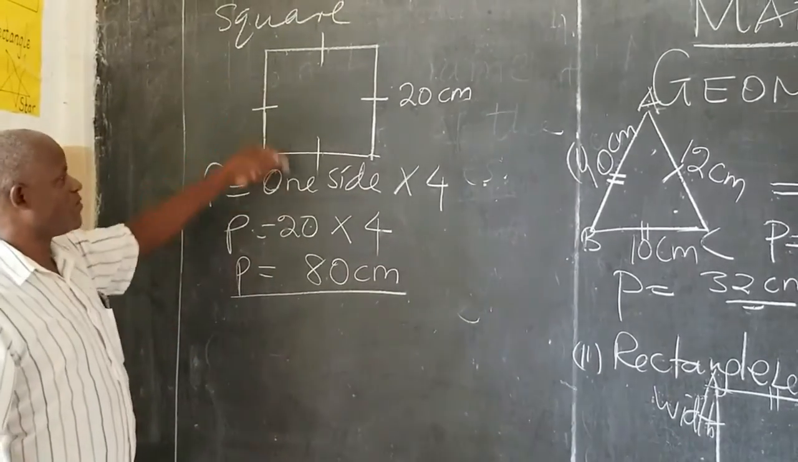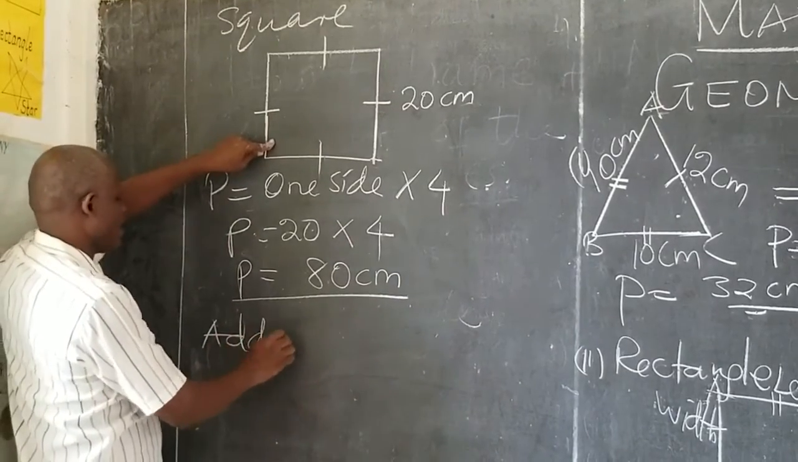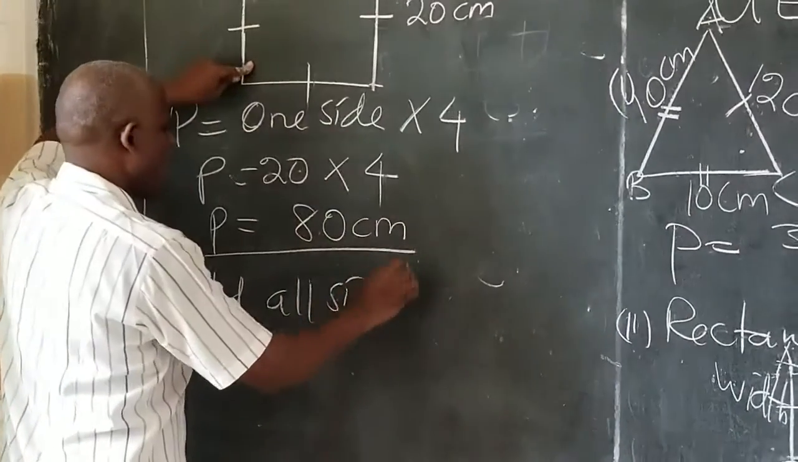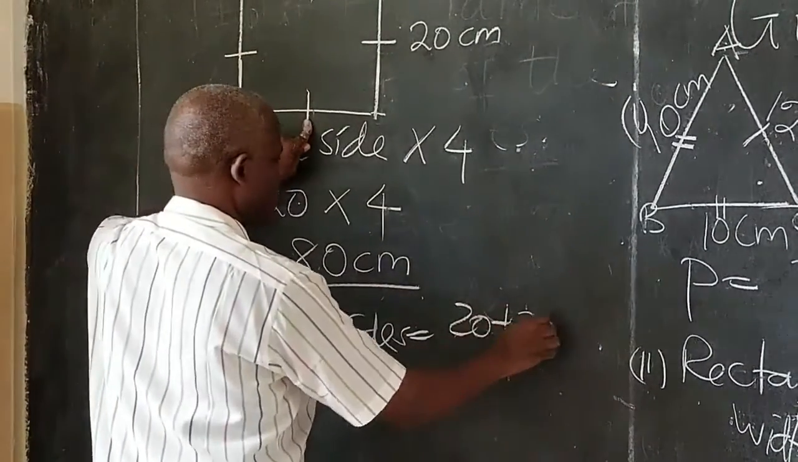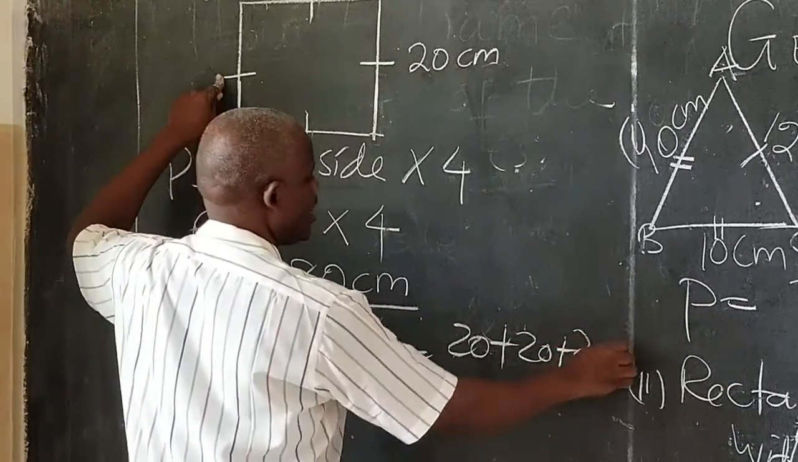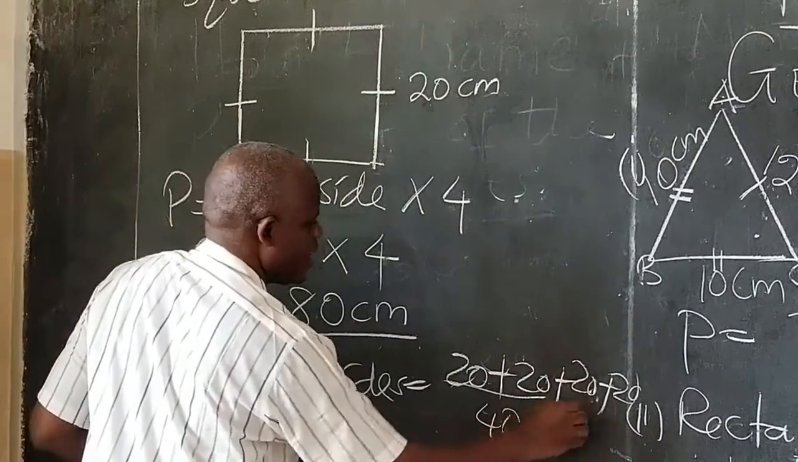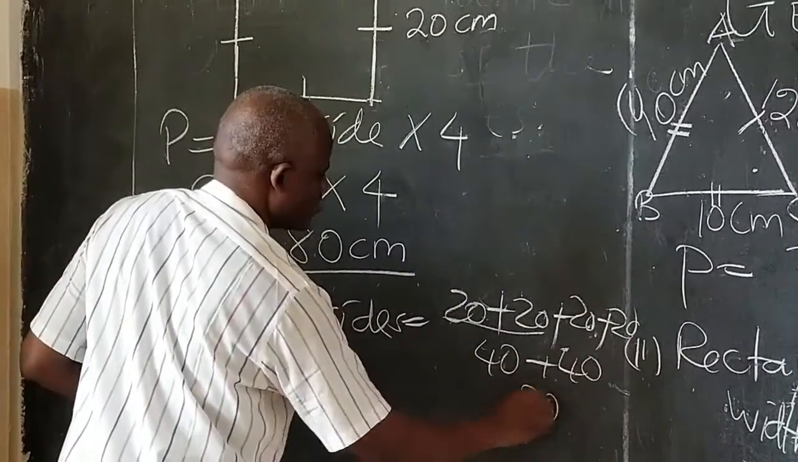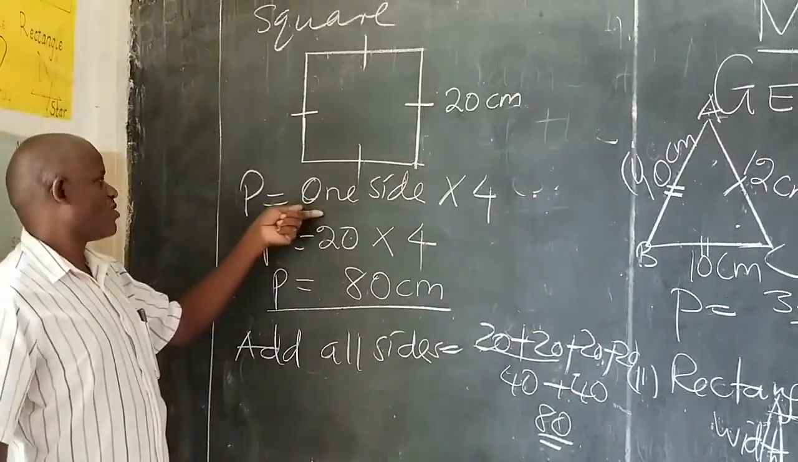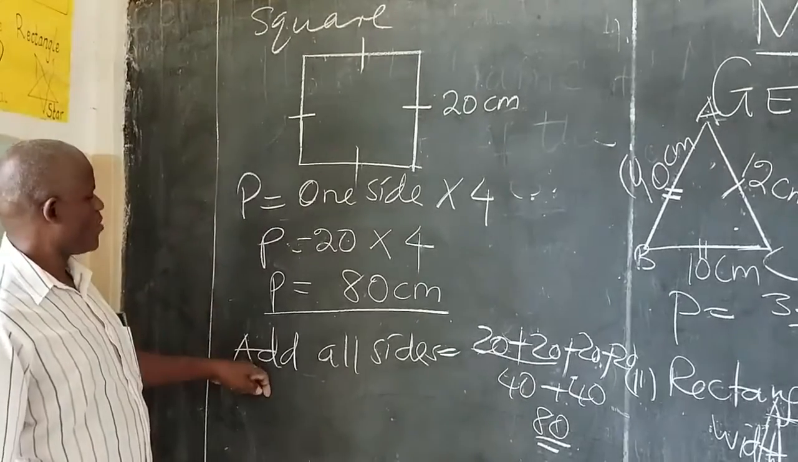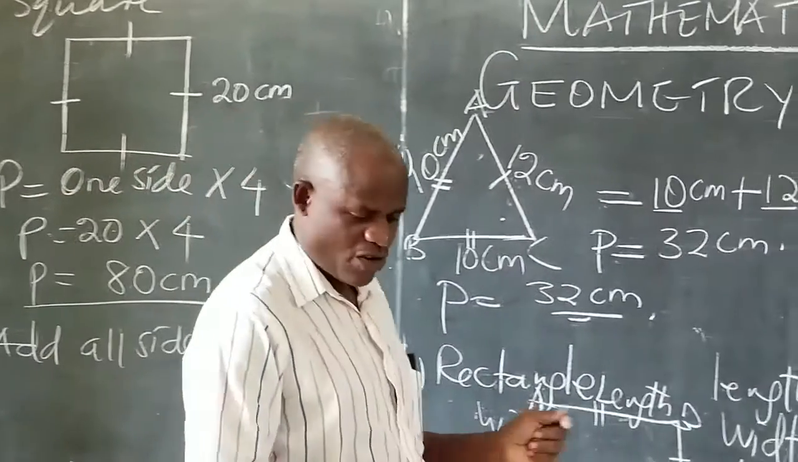Now this is proof, but if you use the other method, because we add all sides, this is 20 plus 20 plus 20 plus 20. Now here you get 40, then here you get 40, total you get 80. Now the answer is the same. You can use this way or you can use this. Both are applicable and can give you the correct answer.